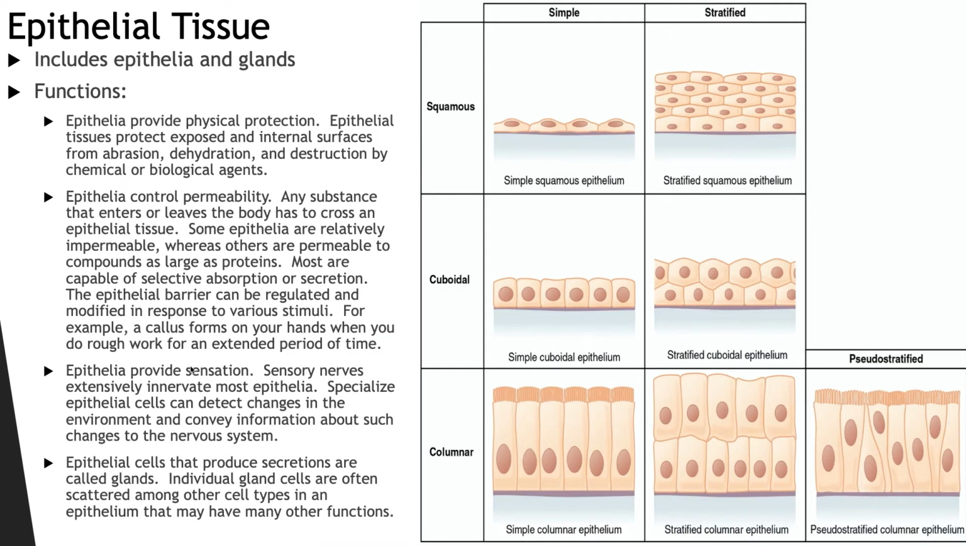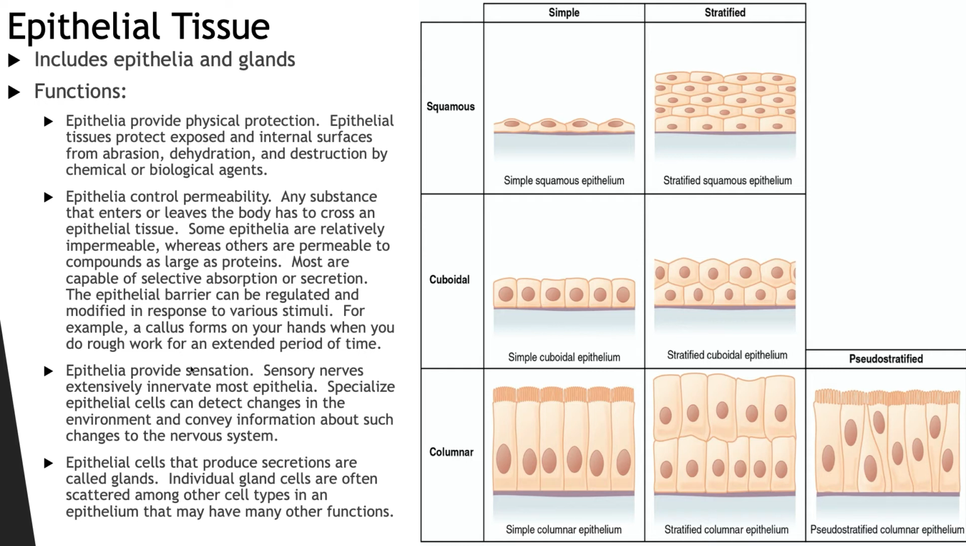Your epithelial tissues include your epithelia and your glands. The major function of epithelia is to provide physical protection. So they protect the exposed and internal surfaces from abrasion, dehydration, and destruction by chemical and biological agents. They also have to control permeability. Basically, they serve as a barrier for substances that enter and leave the body, and they have to cross the skin to get into your body.